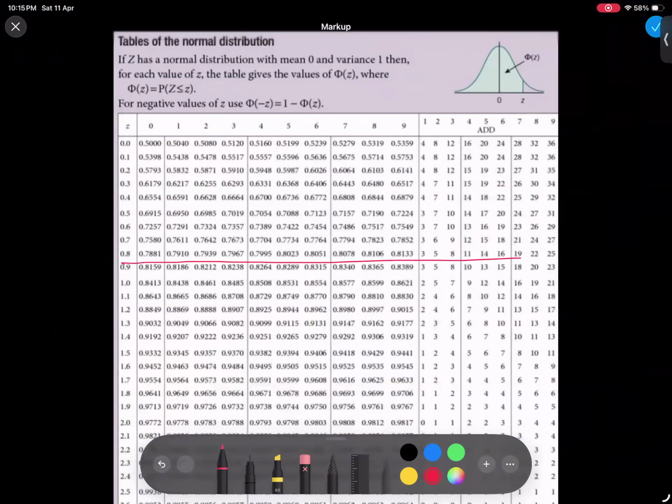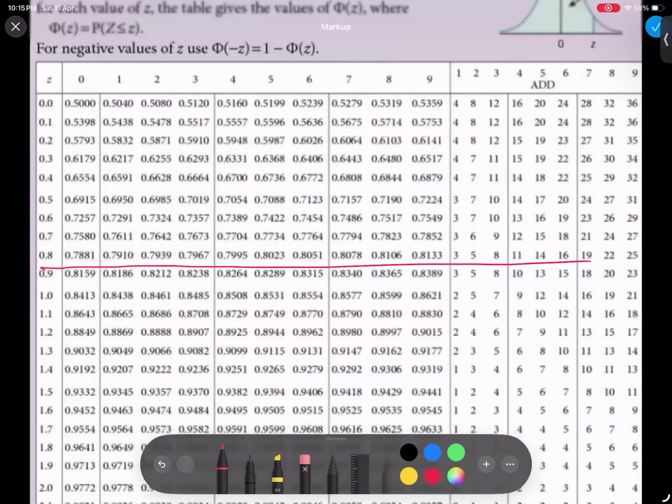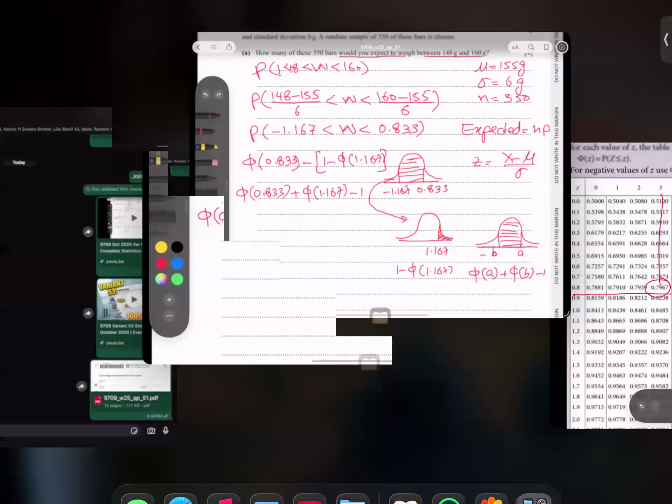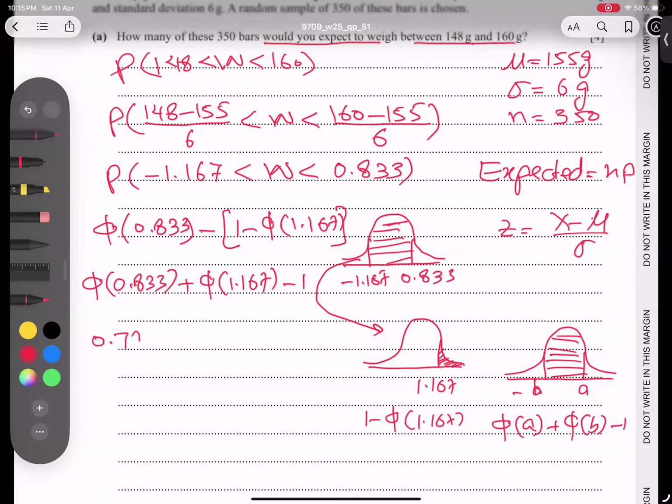0.833 in this line. So this is 3, this one, and this is 3, this one. So I'm getting 0.7967 and 8 added, 0.79 and 75. So 7975. I'm getting 0.7975. So here I got 0.7975.